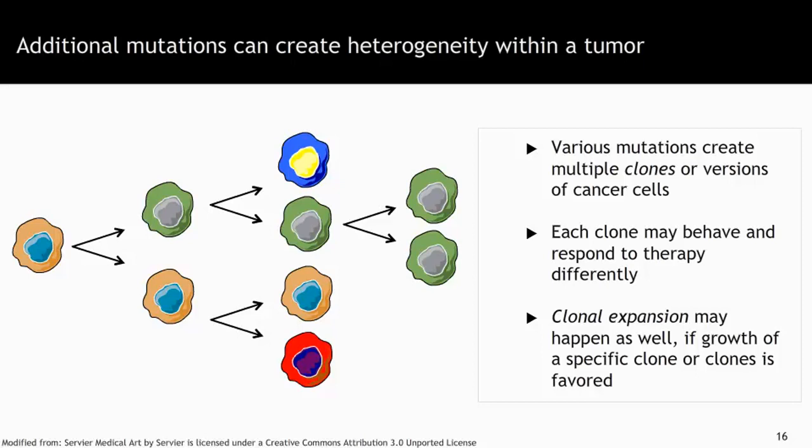So that concludes our section on mutations and the evolution of cancers as a result of mutations, and our next section will talk about neoangiogenesis, which is the formation of new blood vessels.